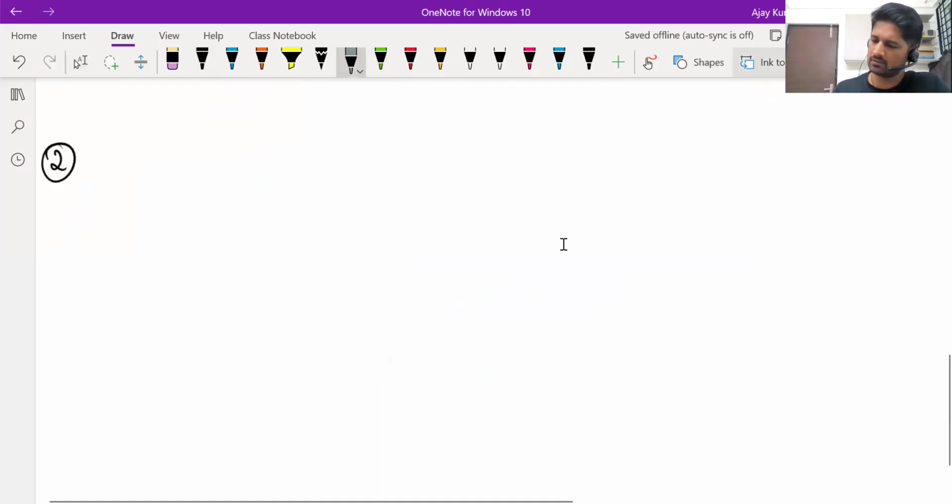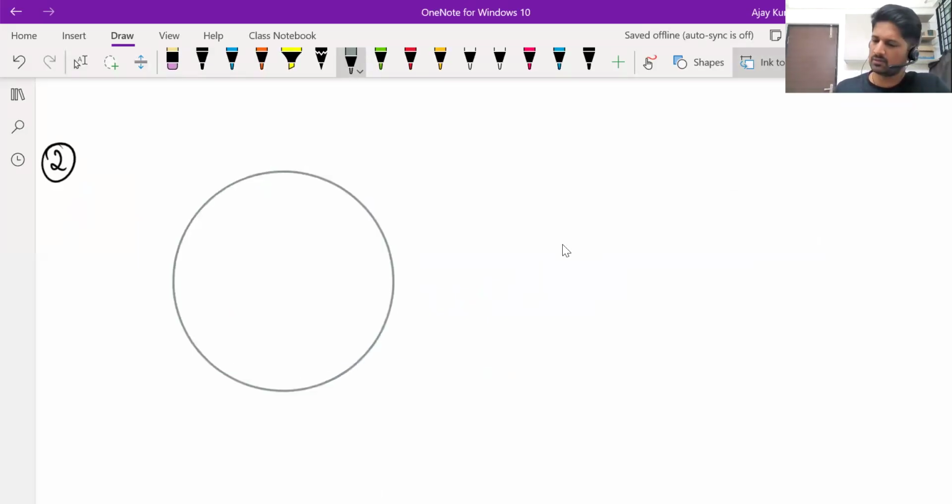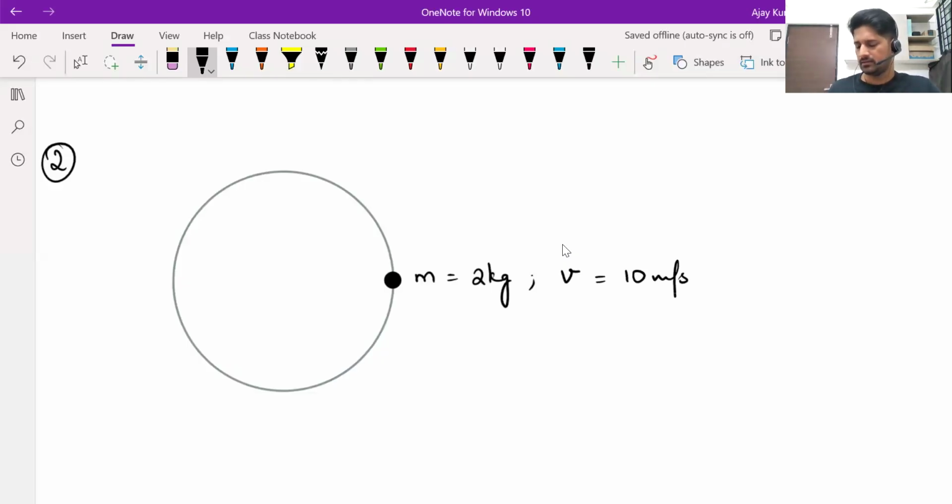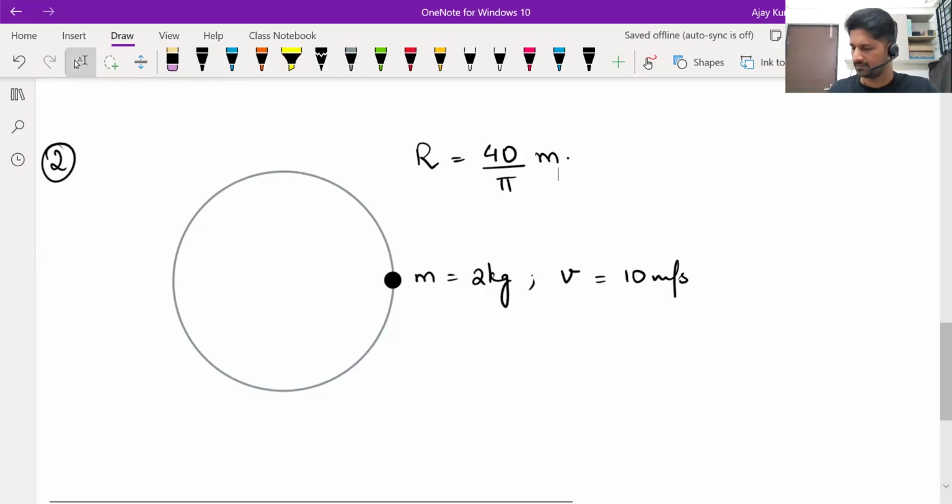Let's include some ideas from circular motion in this. Let's say there is an object. Assume its mass is 2 kg and it moves with a constant speed of say 10 meters per second, and the radius of the circular track, let's say, is 4 meters. Or let's take it as 40 by pi meters. That's the radius of the circular track.